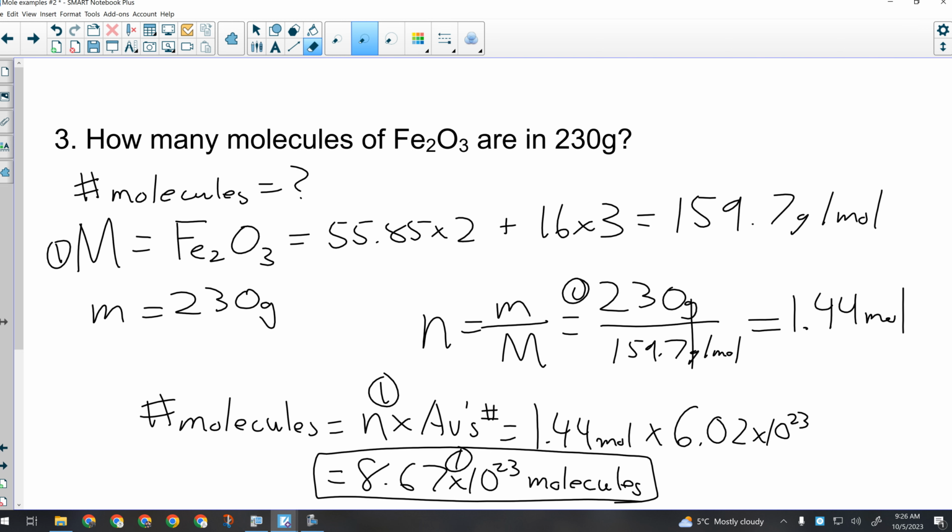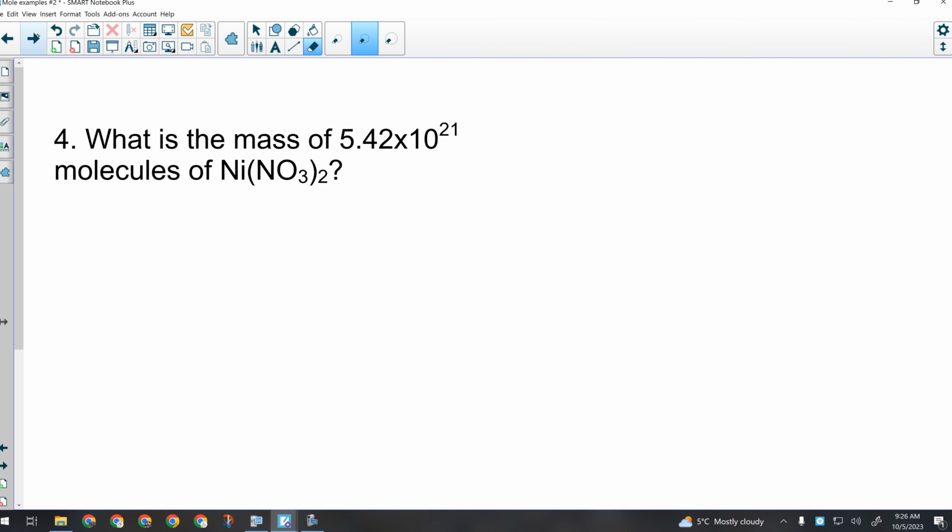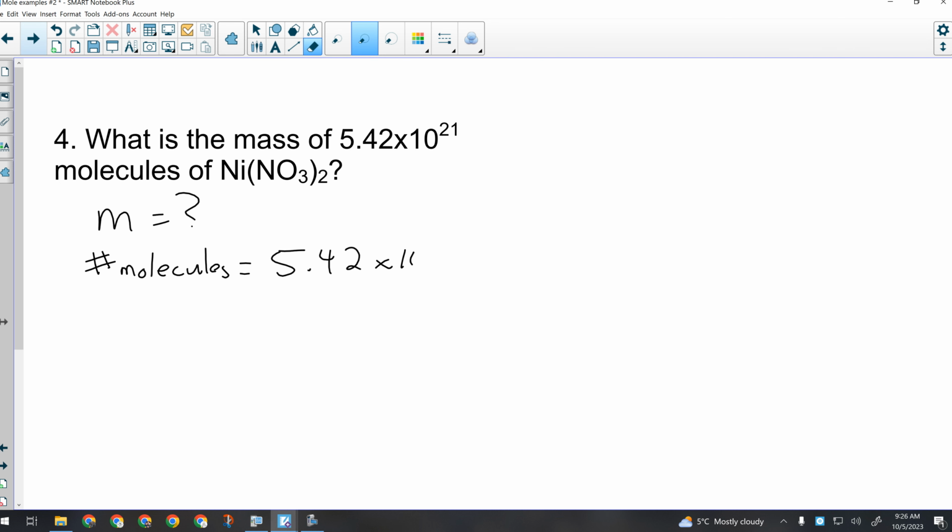Okay, is it okay to go over number 4? Yeah? Okay. All right, so number 4, they are telling me they want the mass, so that's little m, of a specified number of molecules. So the number of molecules is 5.42 times 10 to the 21.